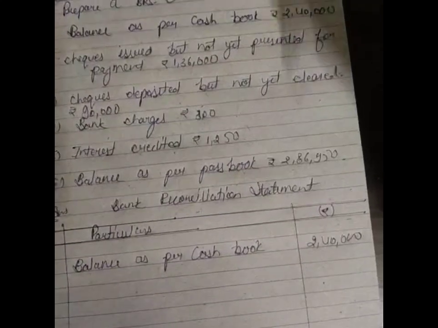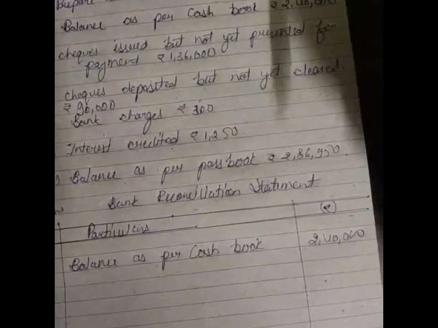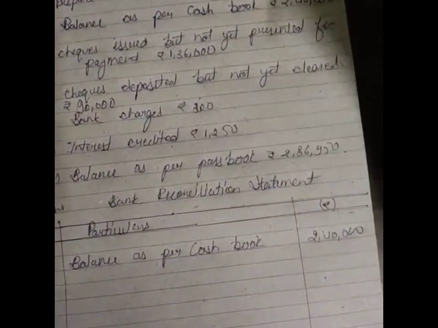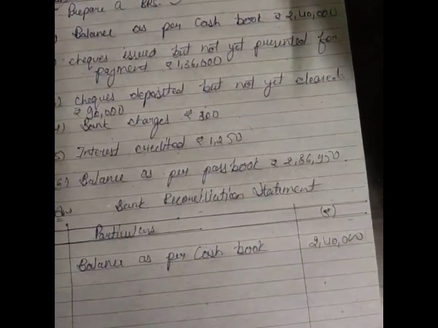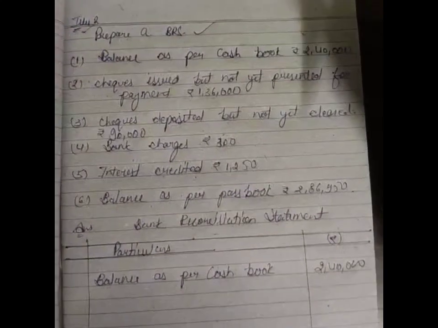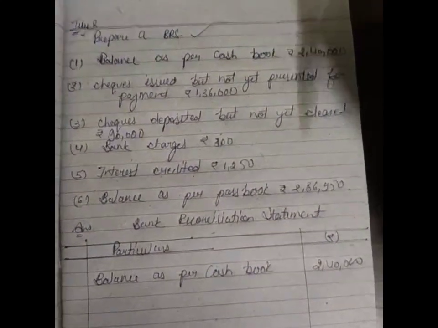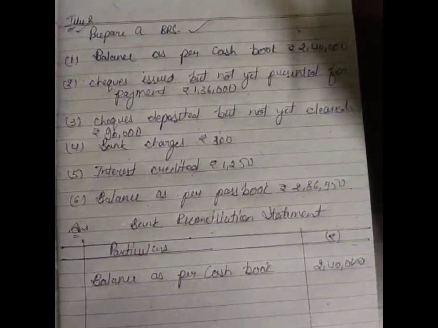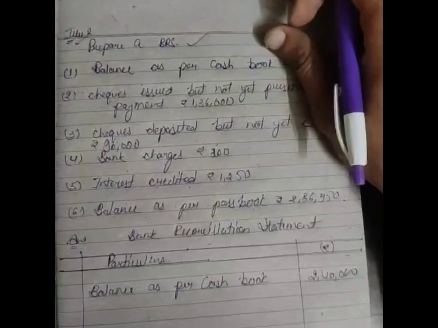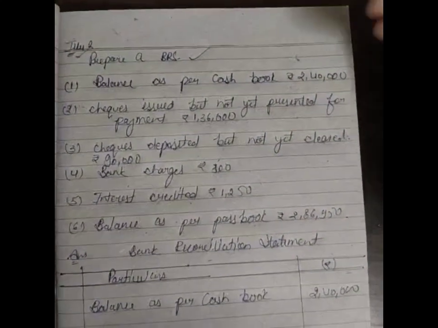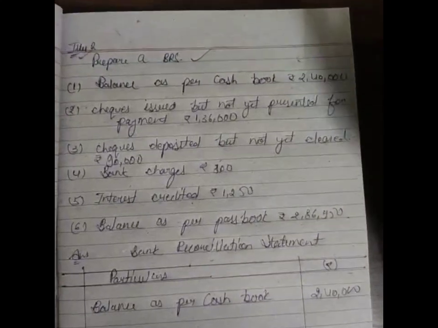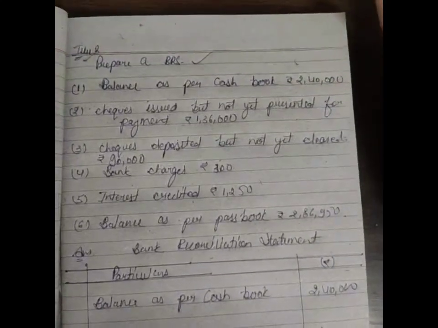We assume that there is no disturbance from the bank side because the bank is usually up to date, right? So normally the difference arises due to the timing and unawareness of certain transactions, like your bank interest credited, bank charges charged, right? So in these kinds of questions we will take a base in our hand.